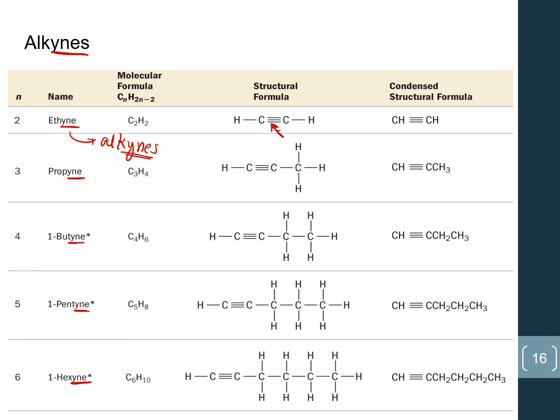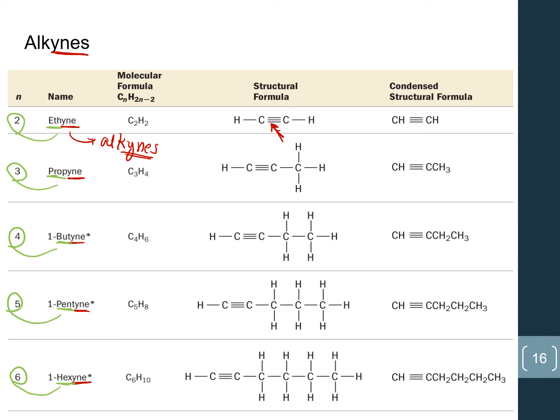You can see the formulas there. The beginning of the name is the same for all because that beginning of the name is just telling you how many carbons you have for each one.